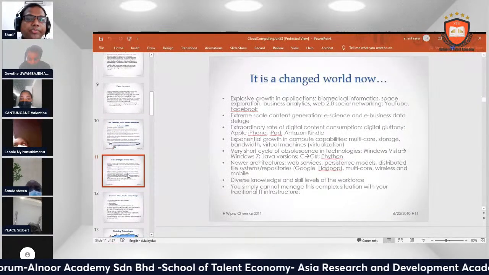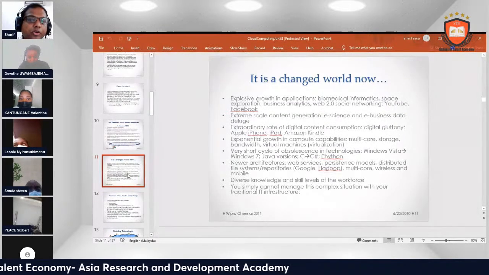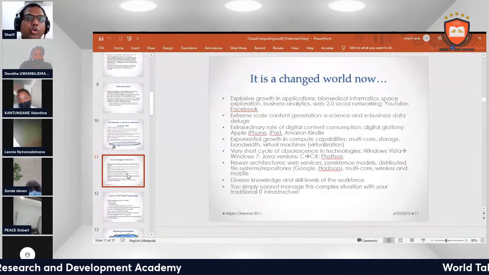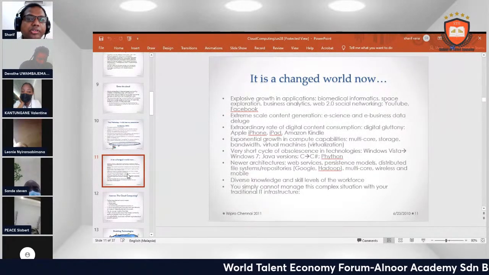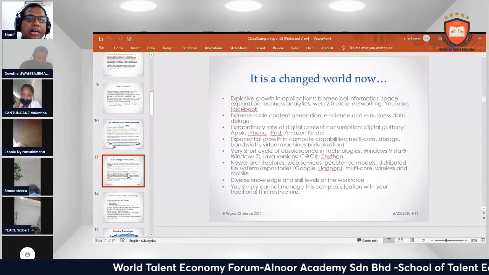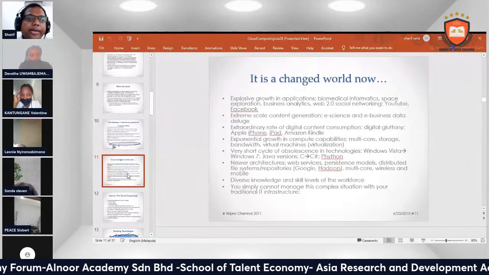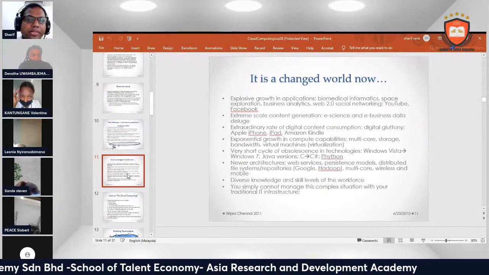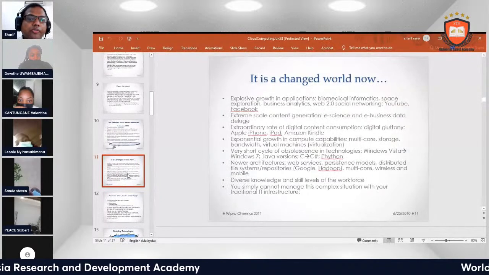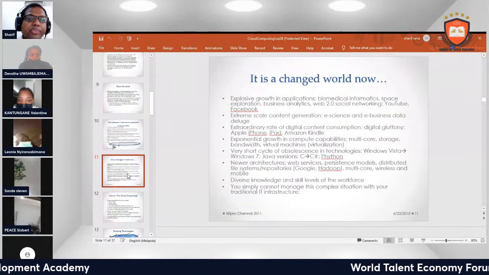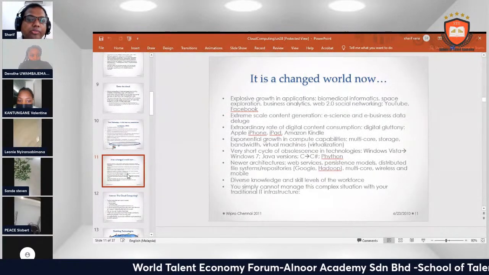It has changed the world now. Explosive growth in applications, biomedical information, space exploration, business analytics, Web 2.0 social networks, YouTube, Facebook, extreme scale content generation, e-science, e-business data. Extraordinary rate of digital content consumption, exponential growth in computer capabilities, multi-core, storage, bandwidth, virtual machines, very short cycle of obsolescence in the technologies, newer architectures that drive the knowledge and skill level of the workforce.